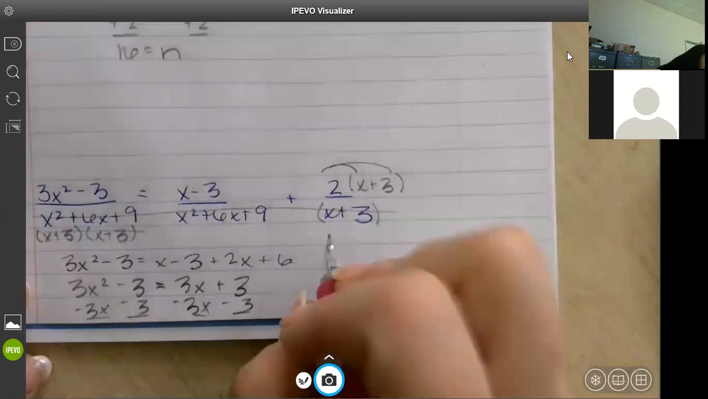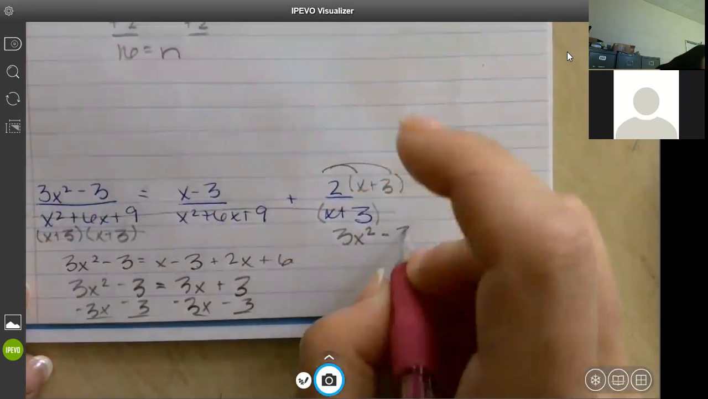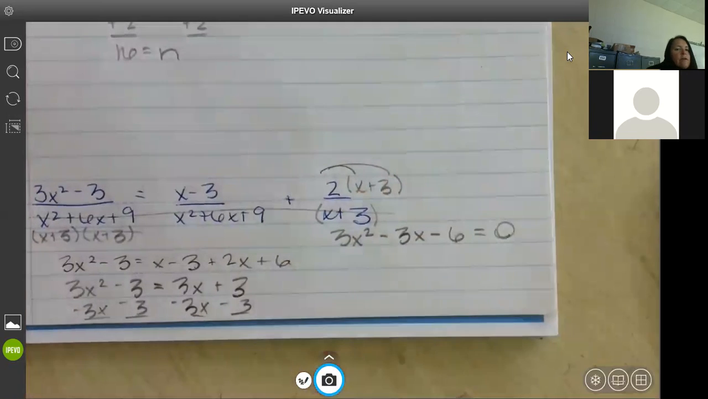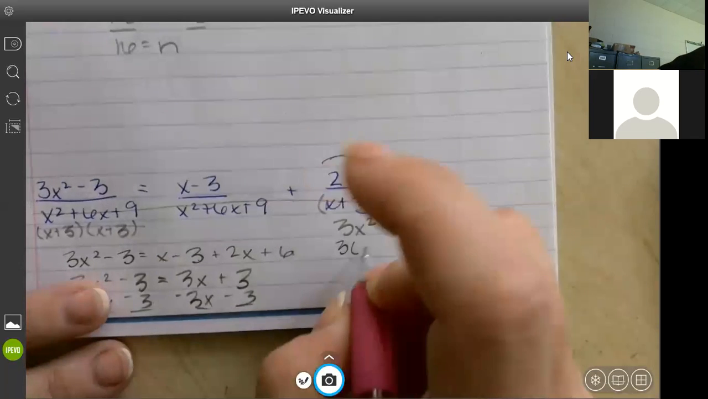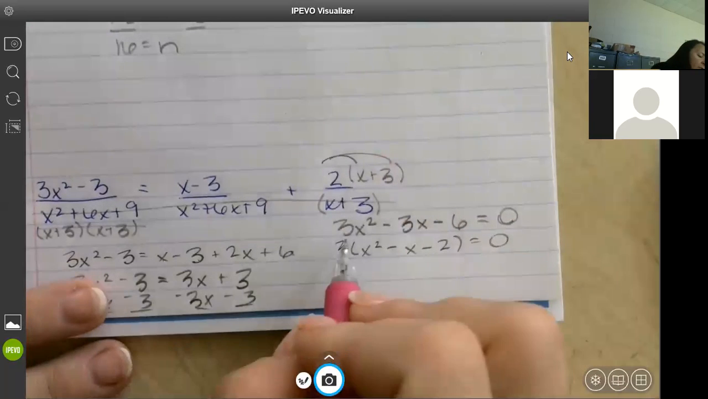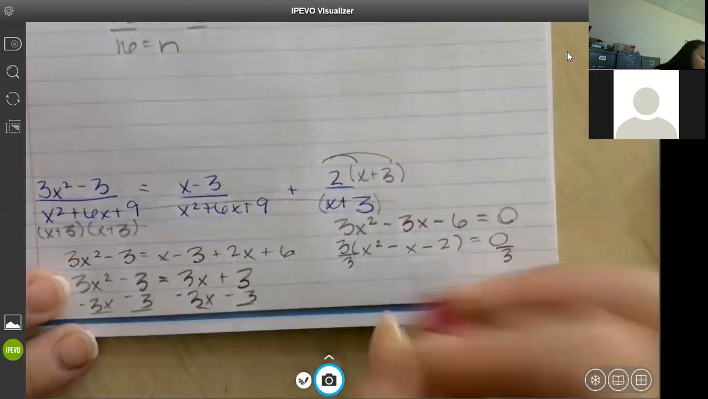Remember that these will not go together. So you have 3x squared minus 3x minus 6 equals 0. What do you notice about all of these? They're all divisible by 3, so we can make this a cheater method. So take out that 3, so x squared minus x minus 2. And remember, the 3 on the front doesn't matter because we're going to divide it by 3 and still get 0.